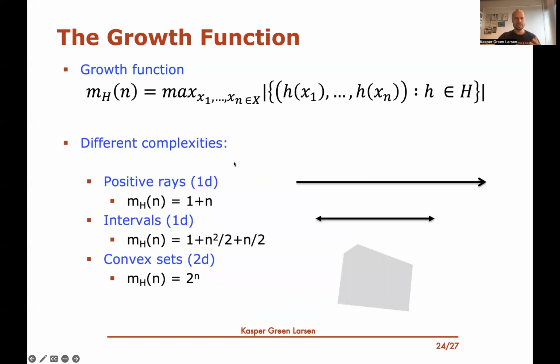So you can see here, this does give some different complexity measures for different types of hypotheses. You have the positive rays, which are intuitively the simplest hypothesis set. The growth function was 1 plus n. For intervals, you can choose a range, and everything inside this range is labeled red, and everything outside is labeled blue. There, the growth function was something close to n squared. And if my hypothesis set is all convex sets in 2D, where my input domain is 2D, then I have an exponential number of hypotheses. I can generate 2 to the n different hypotheses.